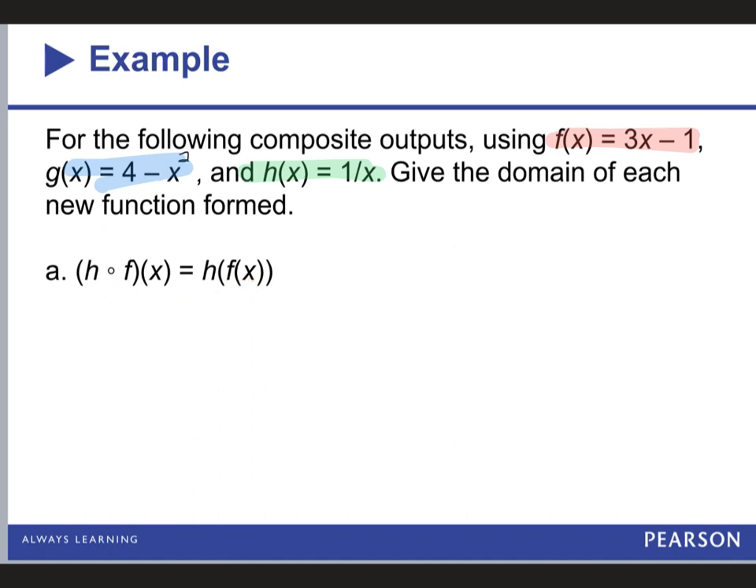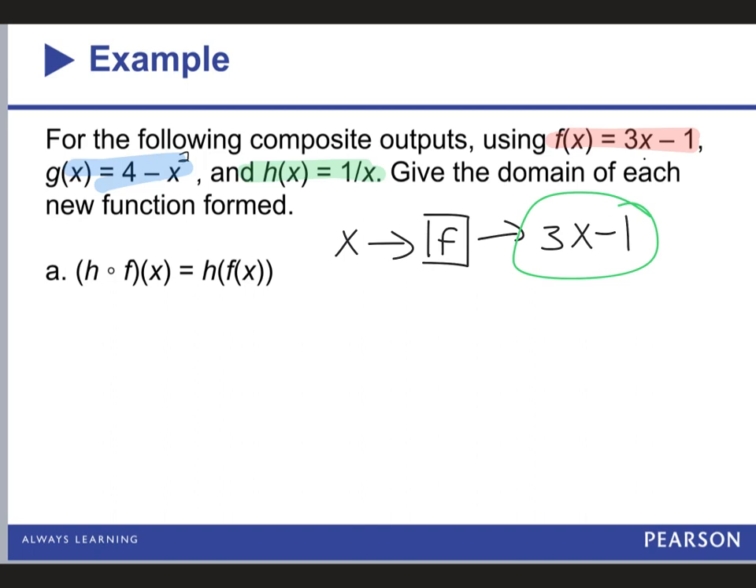So this means we're going to do f of x first. So we're going to take x, put it through the function machine f, and what's going to come out is we have to triple x and then subtract 1. Then this output here, this 3x minus 1, is going to be the input that goes into h. So this is going to go into function h, and h says that we're going to take the number 1 and divide by the input. And so we're going to say 1 divided by 3x minus 1.